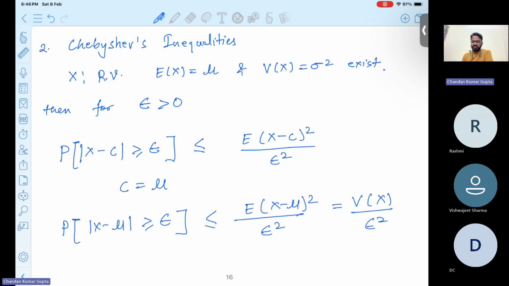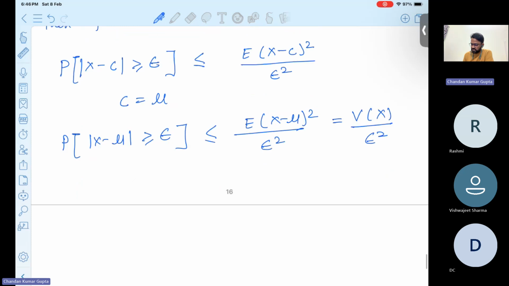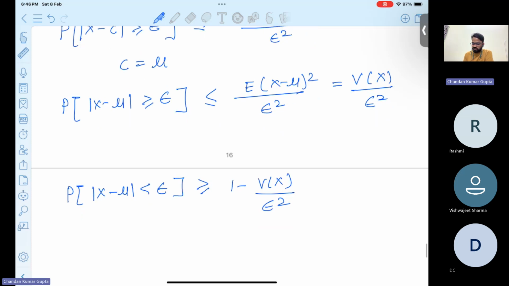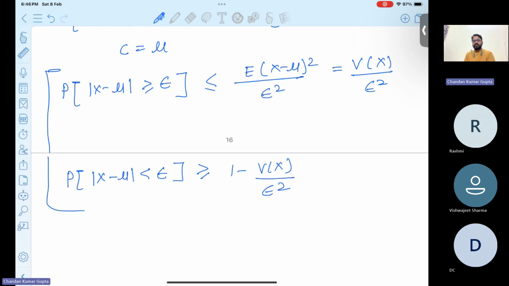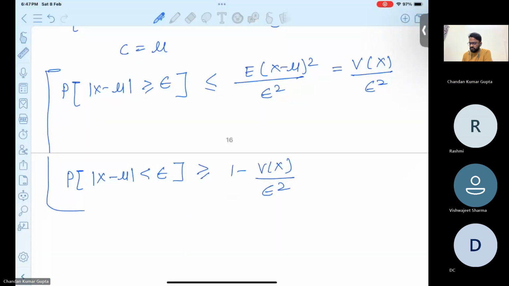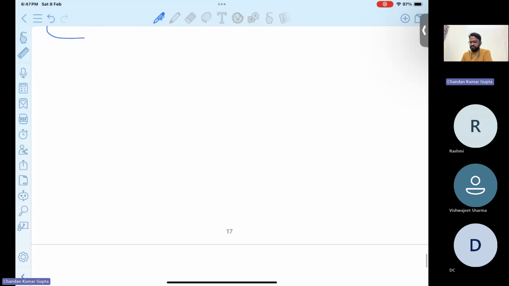There are many forms of this. If we write it as the probability that the modulus of x minus mu is less than epsilon, it is at least 1 minus variance of x divided by epsilon square. These two are actually similar, just greater than and less than. We use the property of the complementary event. So this is Chebyshev's inequality.